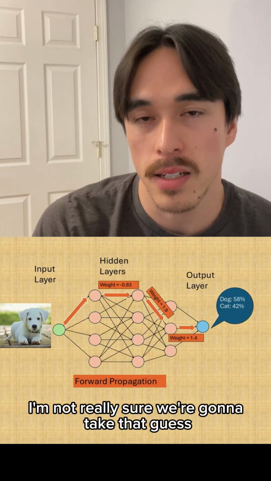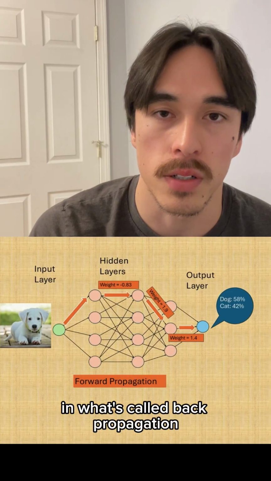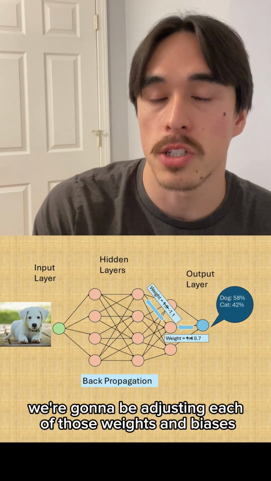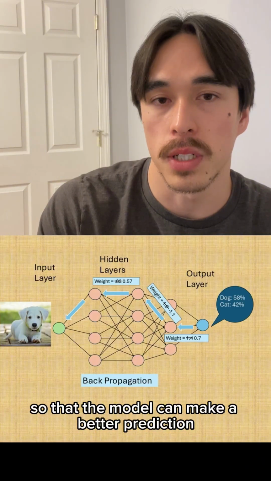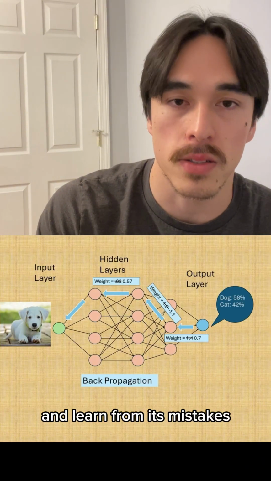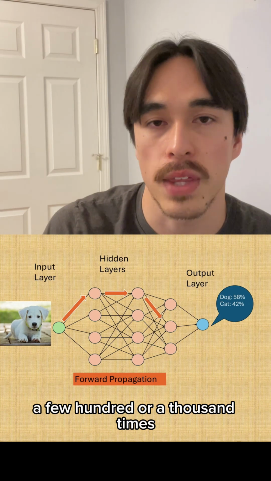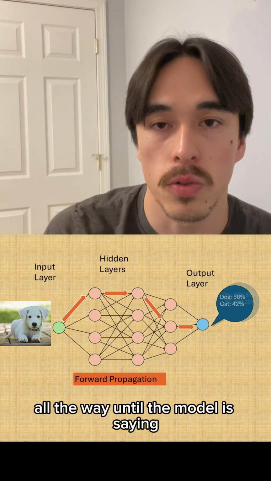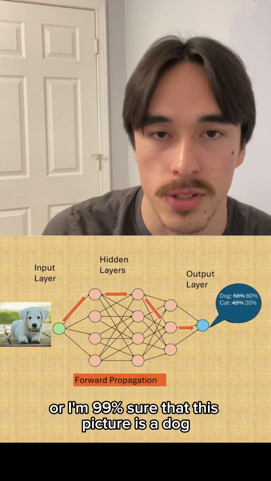We're going to take that guess and send it back through the model in what's called backpropagation. During this backpropagation, we're going to be adjusting each of those weights and biases so that the model can make a better prediction and learn from its mistakes. This forward and backward sending of data can continue a few hundred or 1,000 times, all the way until the model is saying, I'm 95% sure that this is a dog, or I'm 99% sure that this picture is a dog.